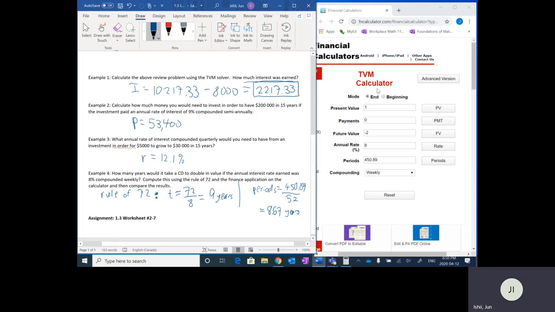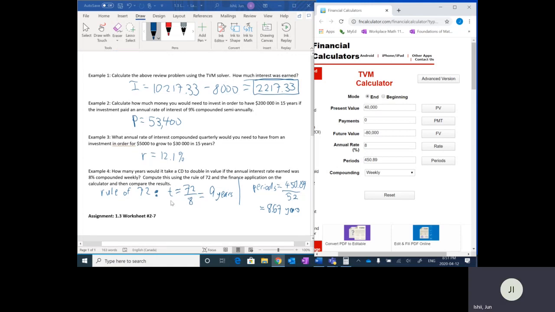Again, I'm just going to show you, it doesn't matter whatever you put in as a present value. Let's say 40,000. Double that would be 80,000, so I'm going to put negative 80,000. Again, I'll delete this, and when I punch it, I should get the exact same number. As long as the future value is double the present value, you should get the same number of periods. Cool. So those are the examples I have for today.